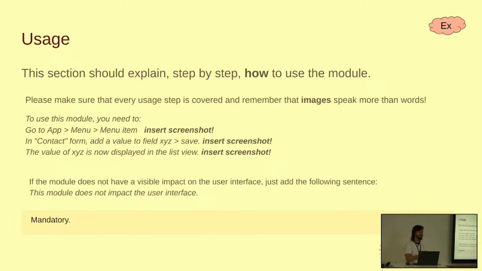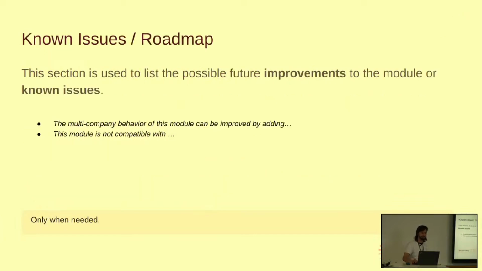As it is mandatory, maybe you have a module that doesn't really need much explanation about the usage, so maybe you can just write, this module does not have any impact on the interface, and that will be okay. But you need to write something because this one is mandatory.